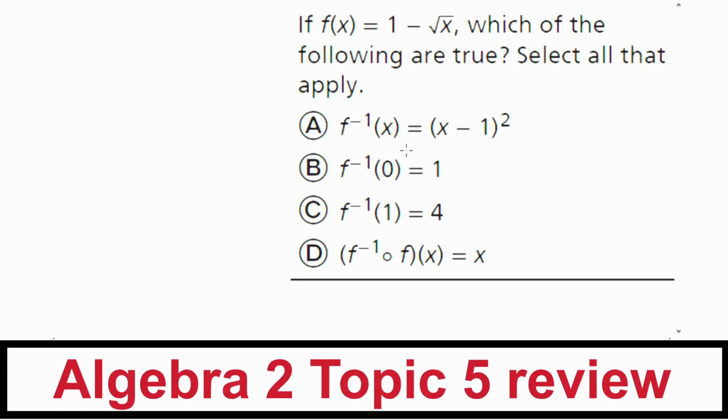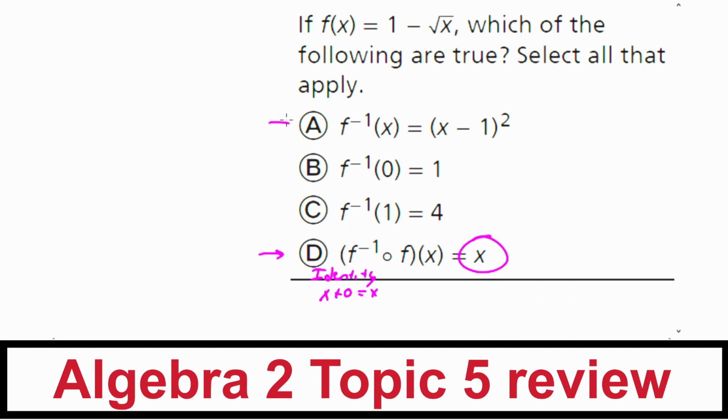All right, guys, so let's look at this one. We have if f of x is equal to 1 minus the square root of x, which of the following are true? Select all that apply. I'm going to start here. This is just our inverse identity. This is like saying that x plus 0 is equal to x for addition. Adding 0 is the identity where you keep the number the same. If I have a function of x and I find its inverse and then I compose them, I will always get back my x value.